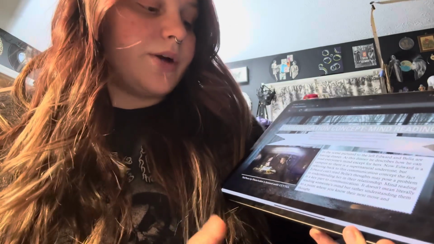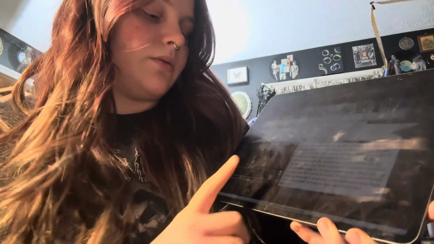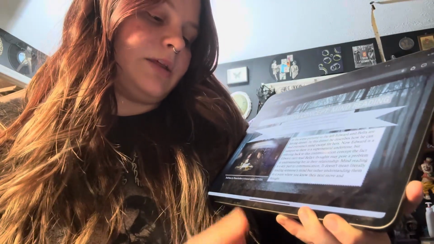Mind reading is a key part to communication. It doesn't mean literally reading someone's mind, but rather understanding them to a point where you know their next move and thought.